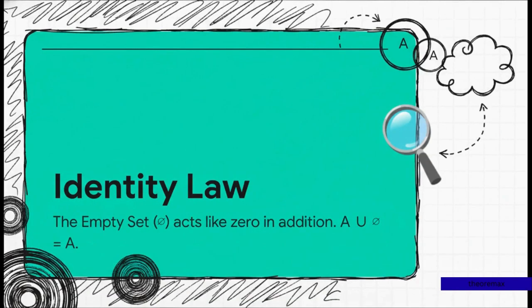And then you've got the identity law, which gives us our version of the number 0. The empty set, this little symbol here, is just like 0 in addition. If you take any set A and add nothing to it, by taking its union with the empty set, well, you're just left with A.